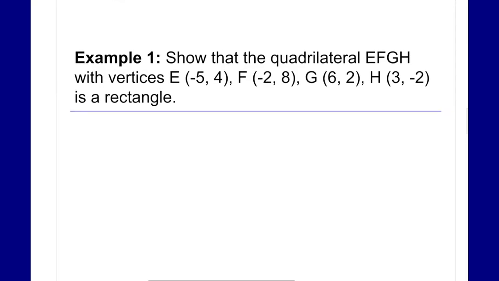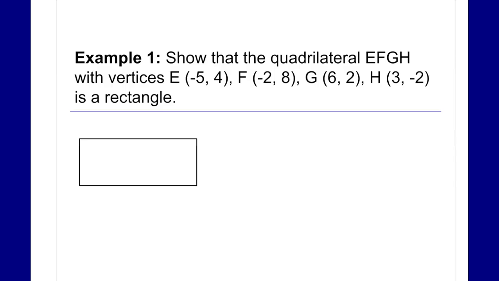So, first example is show the quadrilateral EFGH with vertices E (-5, 4), F (-2, 8), G (6, 2), and H (3, -2) is a rectangle. So we're being told that it's a rectangle. Let's go through. I'm going to quickly draw my shape in here and roughly label where these points should be.